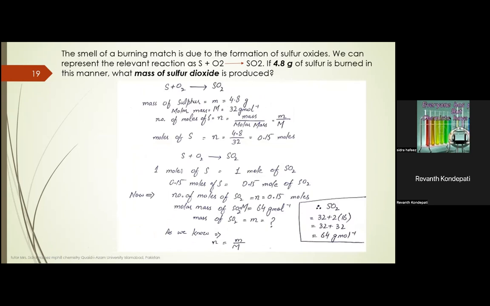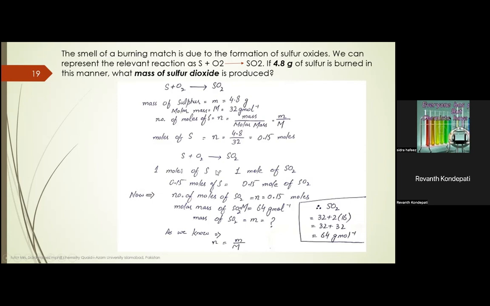Now, the smell of a burning match is due to the formation of sulfur oxides. We can represent the relevant reaction as sulfur reacting with oxygen producing SO2. If 4.8 gram of sulfur is burned in this manner, now the amount of reactant is given, and you have to calculate the amount of product produced in terms of its mass. Sulfur plus oxygen changed into sulfur dioxide. Mass of the sulfur is given 4.8. Now you have to calculate the number of moles. Mass divided by molar mass gives 0.15 moles.